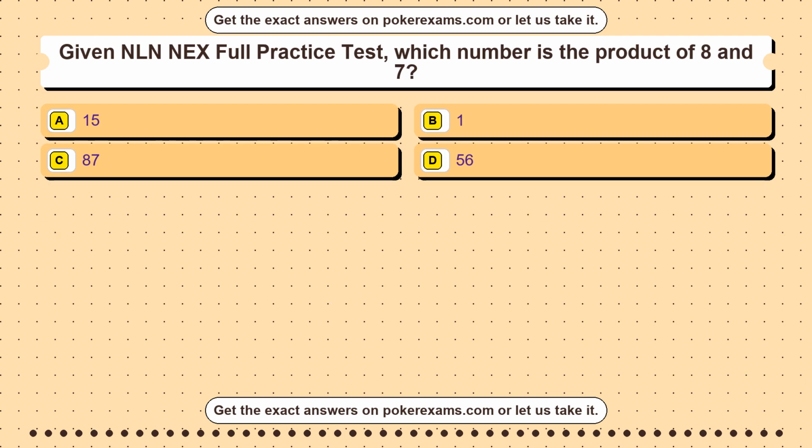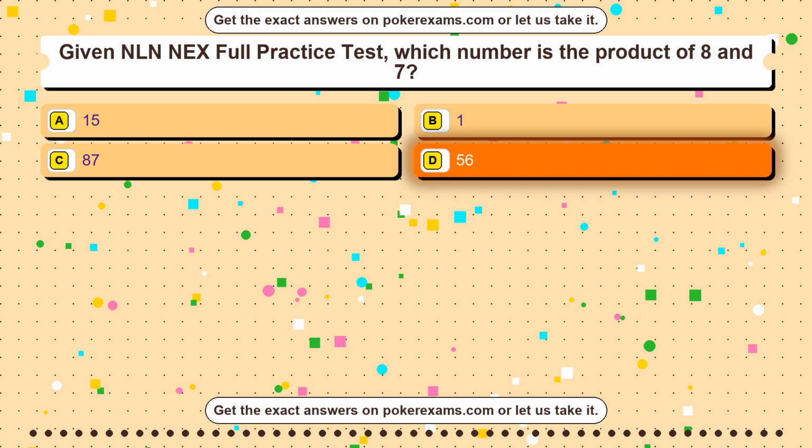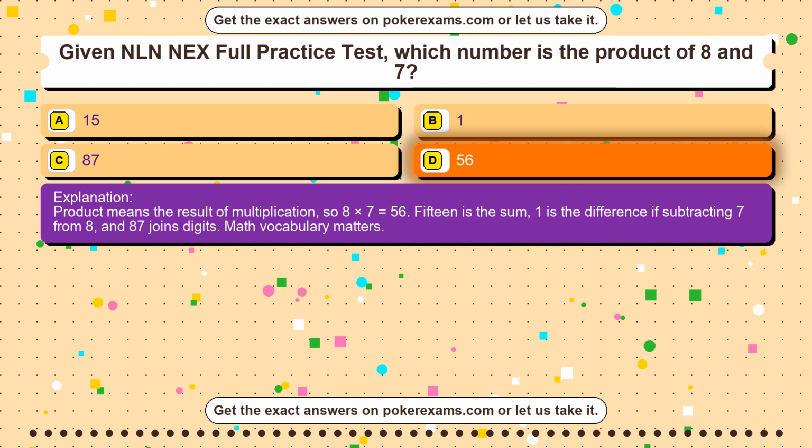Question 38. Given get functions practice, which probability equals 1 chance out of 4? Option A, 40%. Option B, 50%. Option C, 75%. Option D, 25%. The correct answer is option D, 25%. 1 out of 4 equals 1/4, or 25%. 40% is 2/5, 50% is 1/2, and 75% is 3/4. Converting fractions to percents helps compare choices.